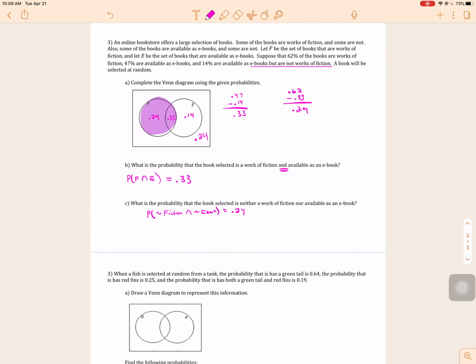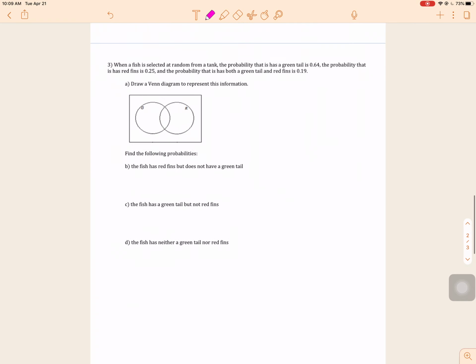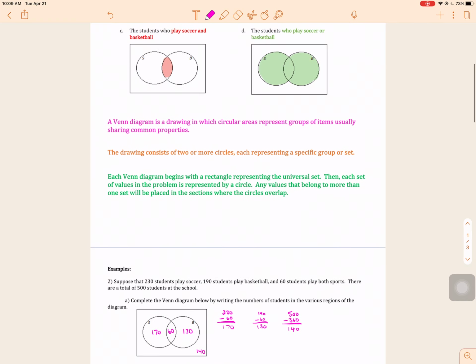Okay? I'm going to skip number 3, let you guys go ahead and try this out, and then try the homework for tonight.